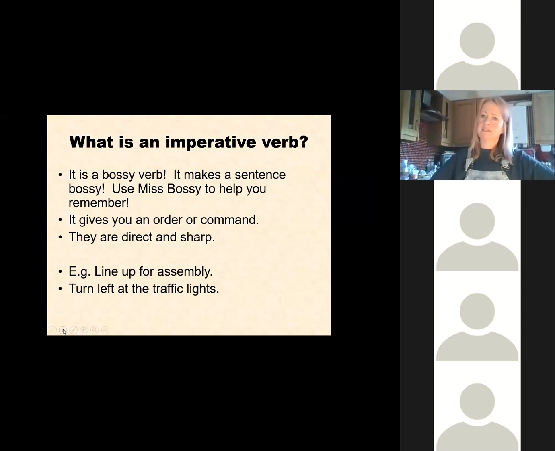Or turn left at the traffic lights. If you've ever been in the car with mom and dad or nana or granddad or auntie or uncle, and you've listened to the sat-nav giving directions, it's not very polite. It's a little bit like, turn left at the traffic lights, go all the way round the roundabout, stop.